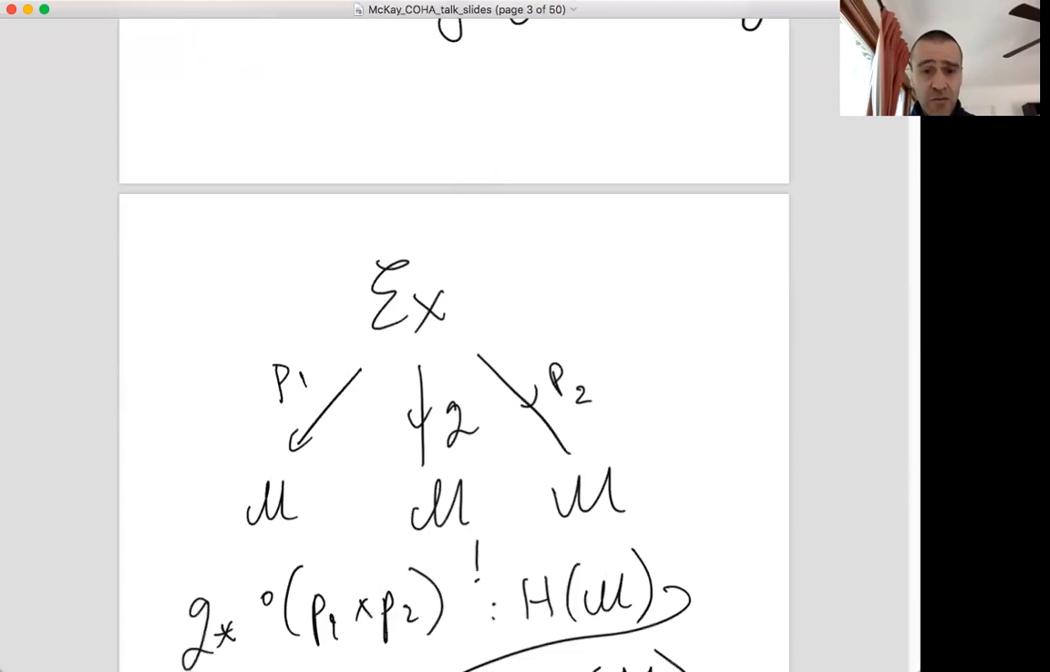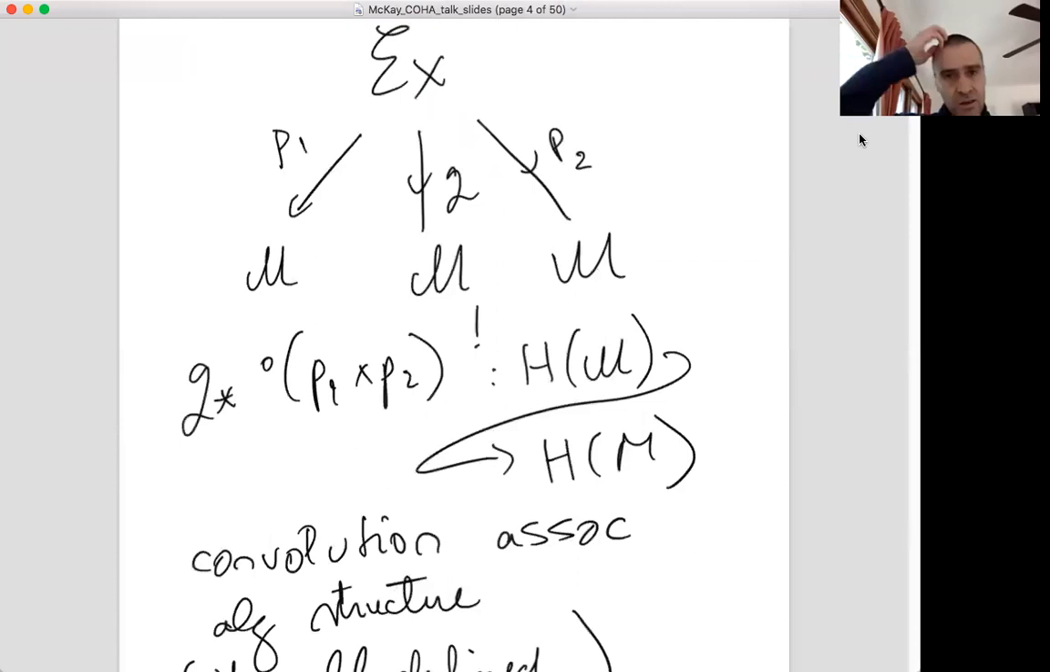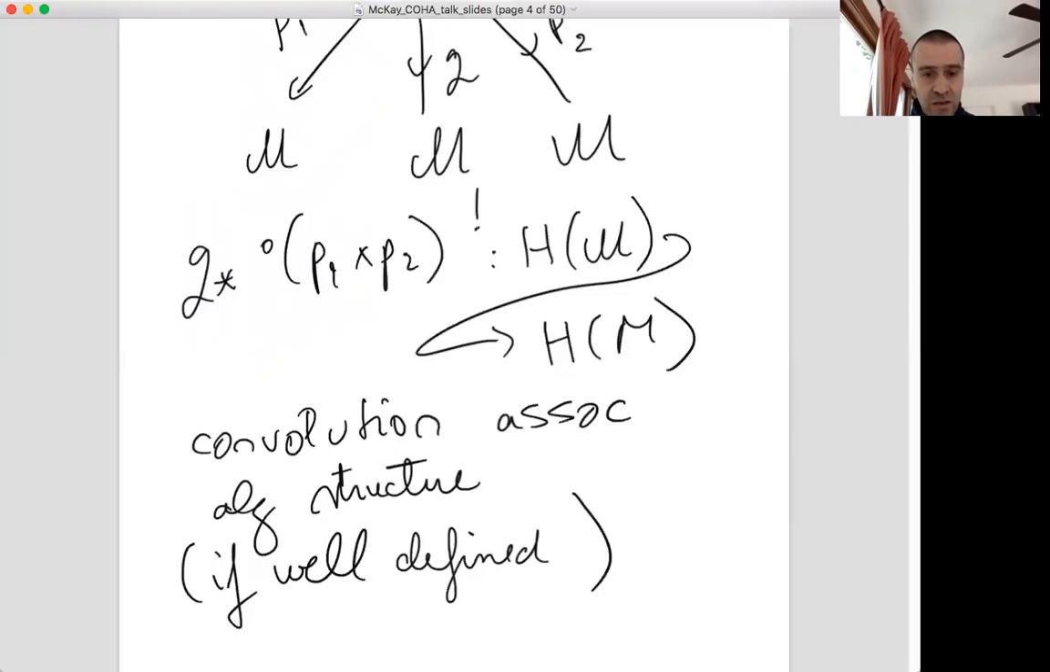And then what you want to do is construct some kind of convolution algebra structure on the homology of the moduli stack of objects. It's a standard construction of convolution. You just take a pullback, which for technical reasons will have to be a refined pullback, and then you take a push forward down to the middle. And that is expected, at least in many cases, to give you an associative algebra structure known under the name of cohomological Hall algebra.